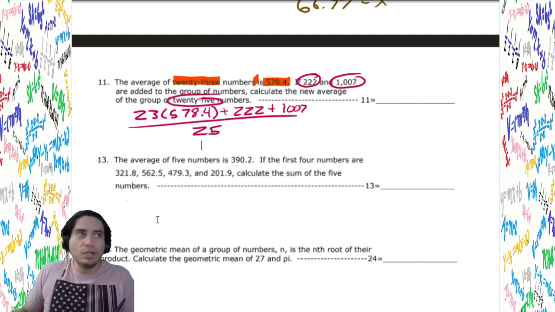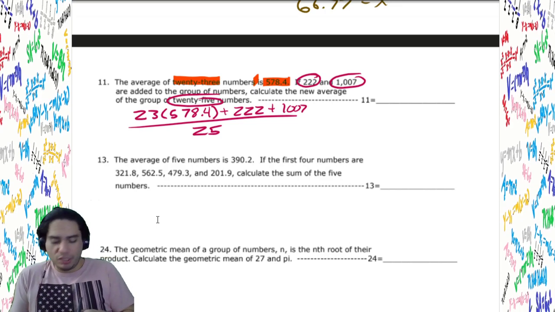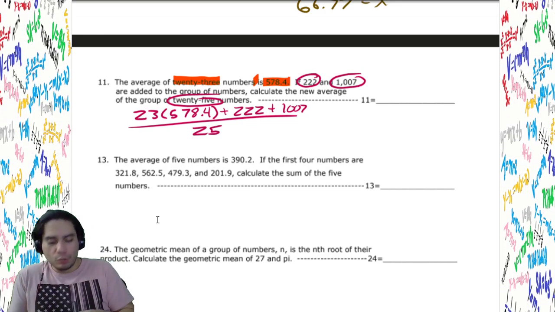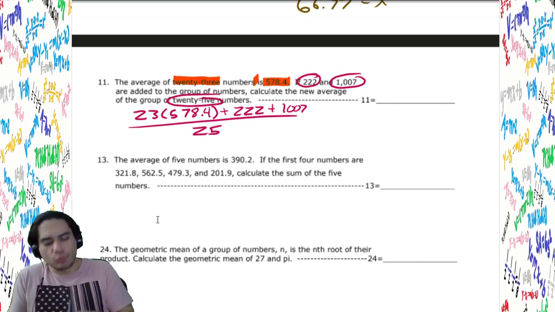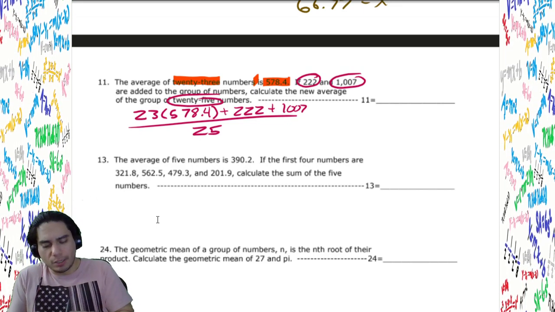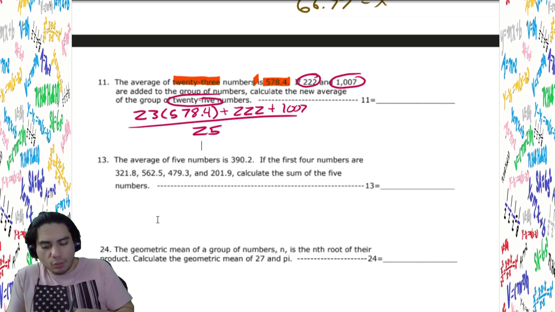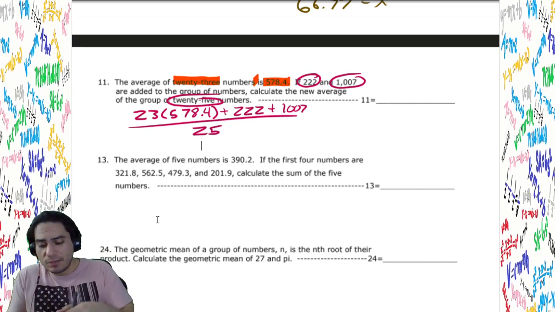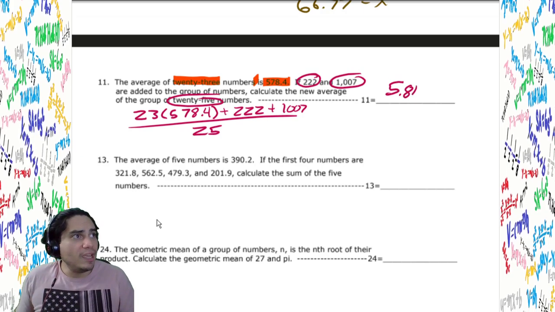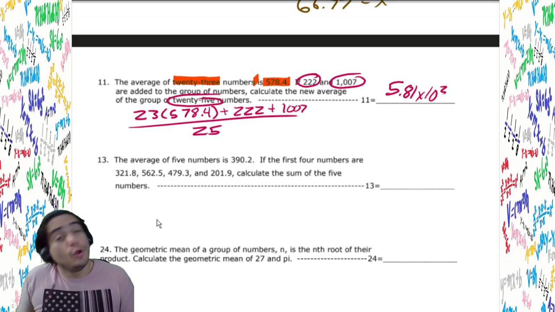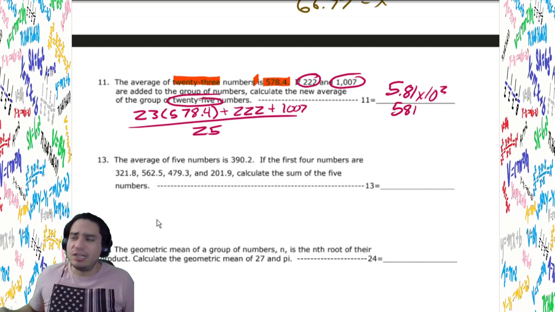So let's do it. We're going to put 578.4. We're going to hit enter. We're going to put 23 multiply. We're going to hit 222, and plus. Let me do this one more time. 578.4, we hit enter. 23 multiply. 222 plus. And then 1007 plus, 25 divide, and we end up with 5.81 times 10 to the second. Or if you want to write it the real way, 581. That's standard notation, okay, ladies and gentlemen?